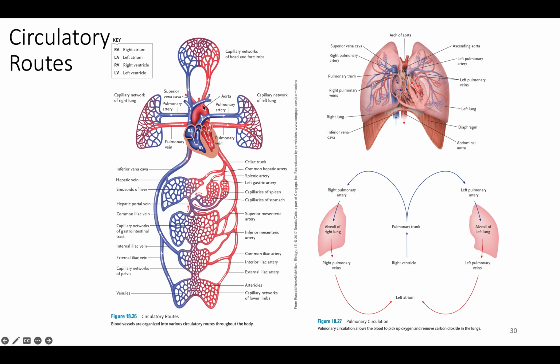One of those branches is going to be the one that's going to take you up into the head. So this capillary network is going to be the head and the forelimbs that are going to come off of the branch of the aorta.